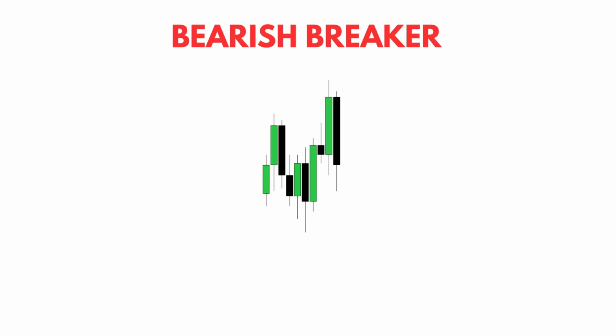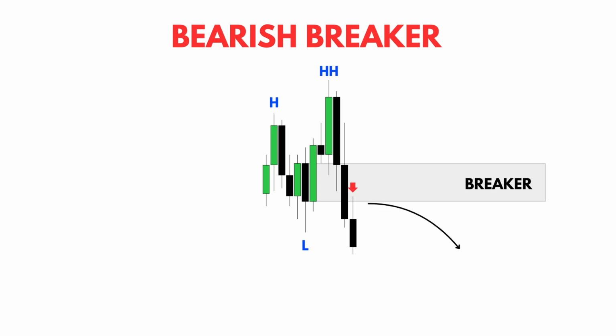Now, when identifying a bearish breaker, we look for a swing high, followed by a swing low, followed by another higher high. Once price closes below the lowest down close candle in this formation, which is here, it becomes our bearish breaker block that we can utilize for our short entries.